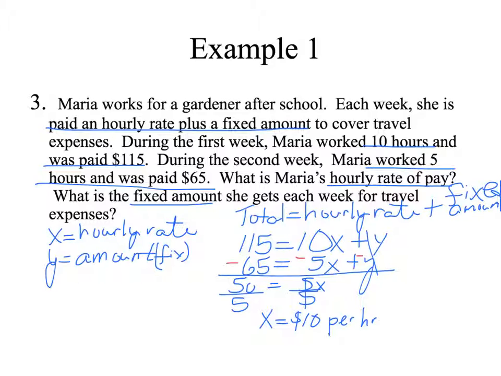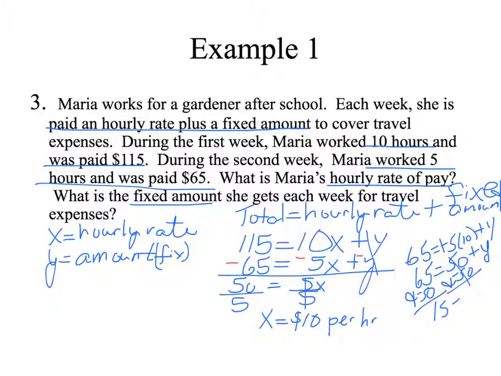Now I need to find her fixed amount. So I'm going to take the 65 equaling 5 times 10, which we know now, plus y. So 65 equals 50 plus y. Add -50 to each side. 15 equals y. Again, that's money, and that's our fixed amount. So that's that problem.